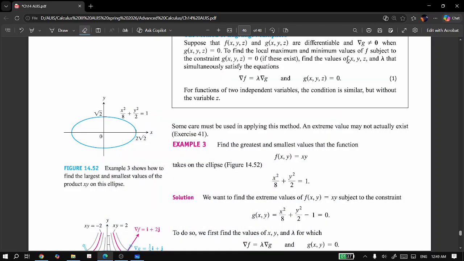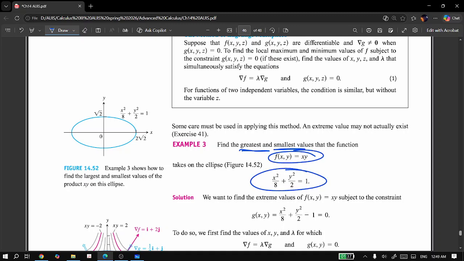Now we are moving to example 3. Example 3, the requirement is a little bit different from what we have got in example 1 and 2. Example 1 and 2 only require us to minimize the distance, so we only find the minimum value. But here it is requiring us to find the greatest and the smallest value of this function with respect to that g that is given here.